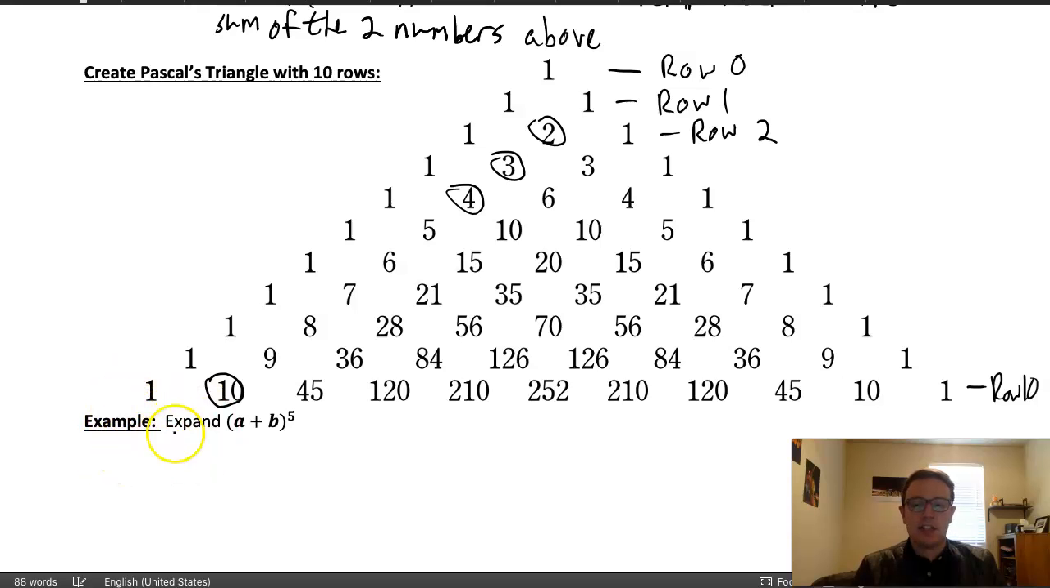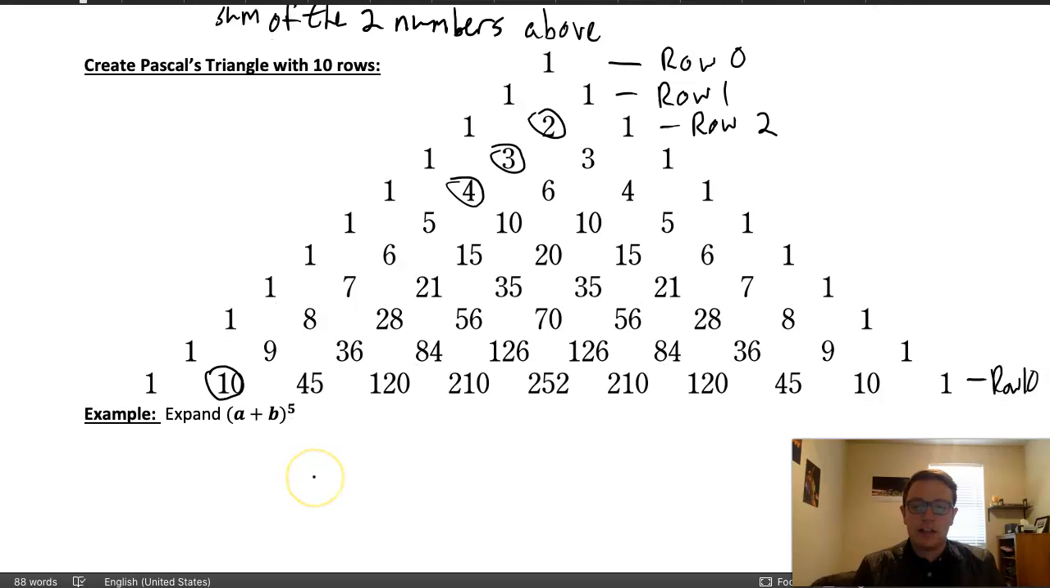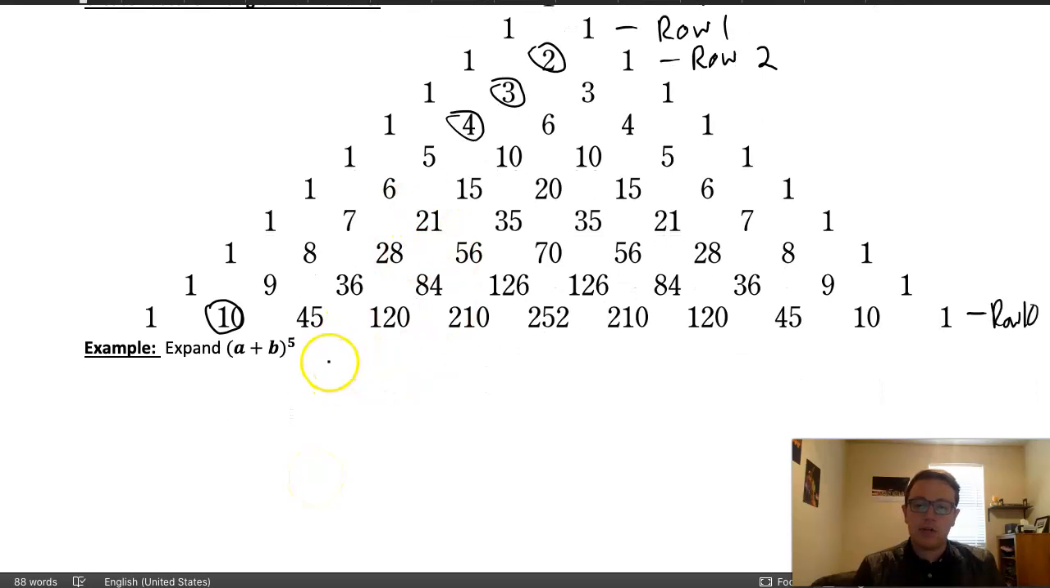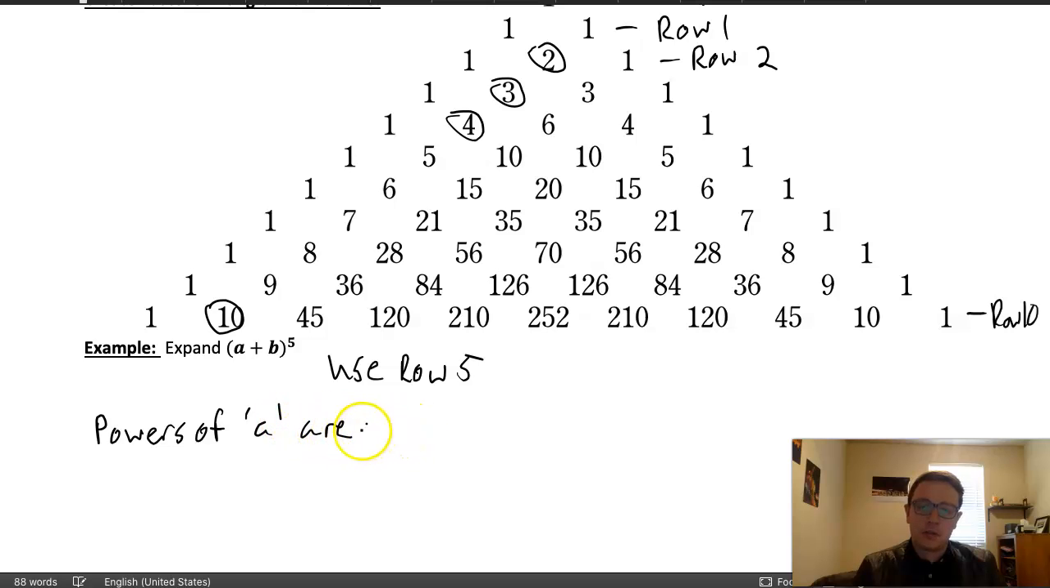Now, how do we use this to expand binomials? Well, this is a plus b to the fifth. We're going to use row 5 of Pascal's triangle. Those will be our coefficients. Our powers of a are going to decrease. They're going to start at the highest value, which is 5, and they're going to decrease one by one until we get to 0.